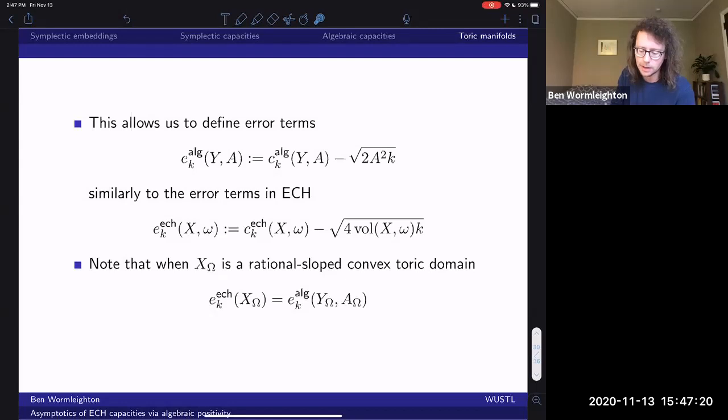We know that this is definitely O square root of k, little o square root of k, but we want to know exactly what this looks like. The analogous error terms in ECH are the same thing, c_k^ECH minus the thing we know it grows like. When X_omega is rational sloped, the ECH error terms are exactly the same as the algebraic error terms, and so anything we deduce about the algebraic error terms will immediately apply in that context.